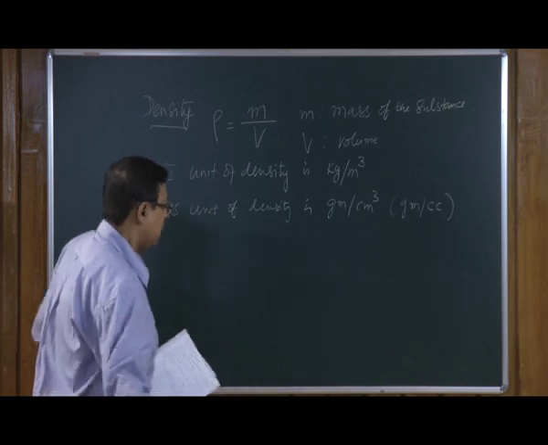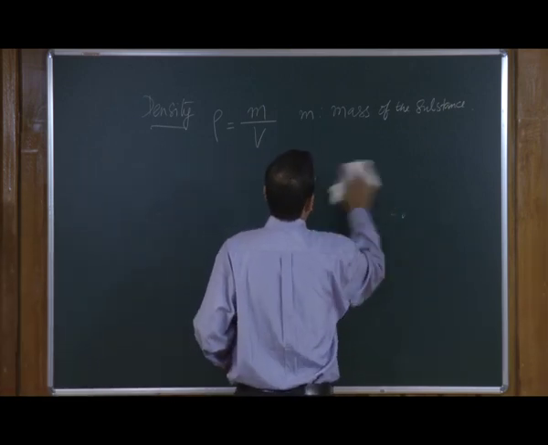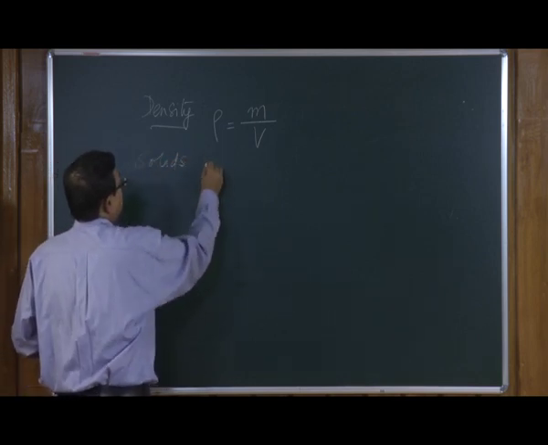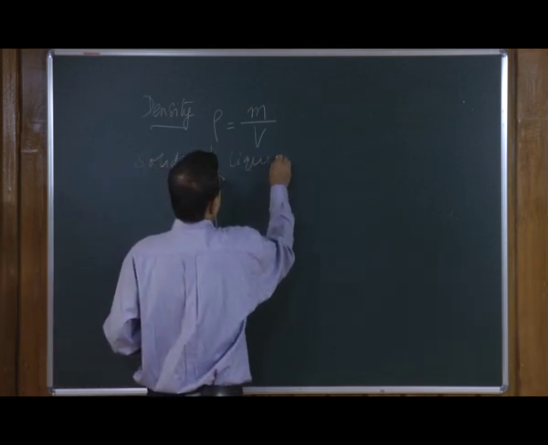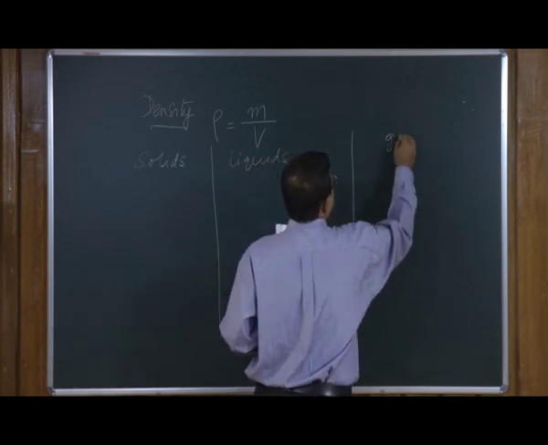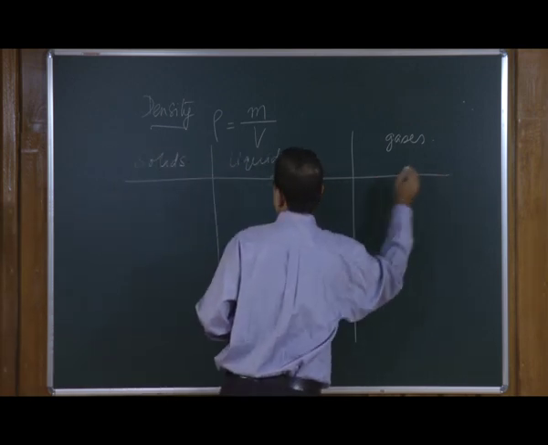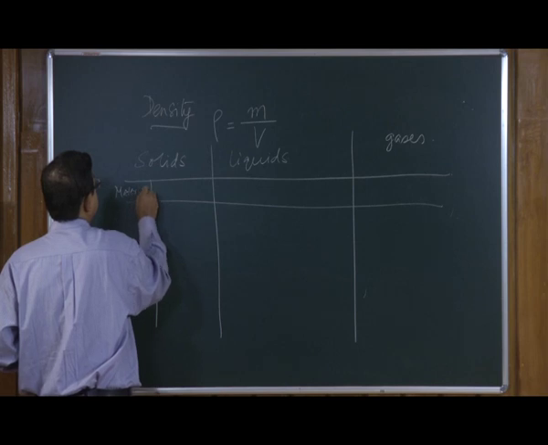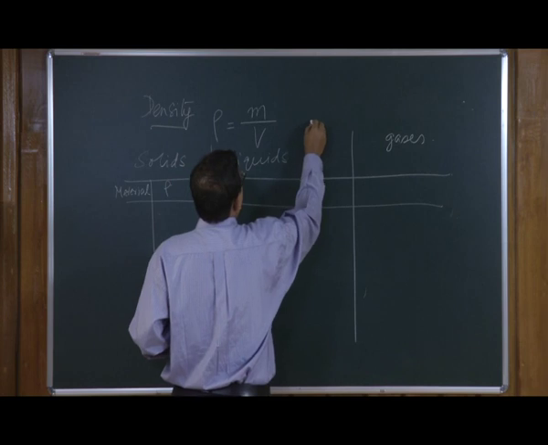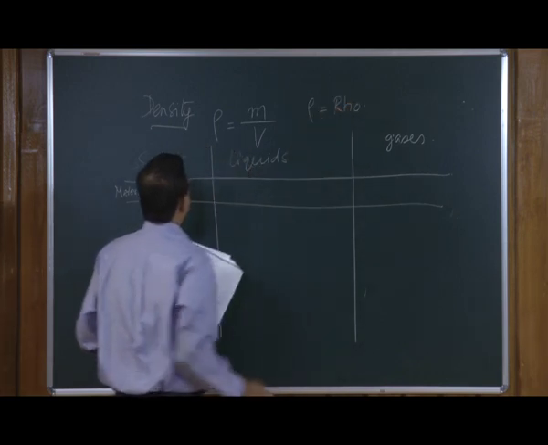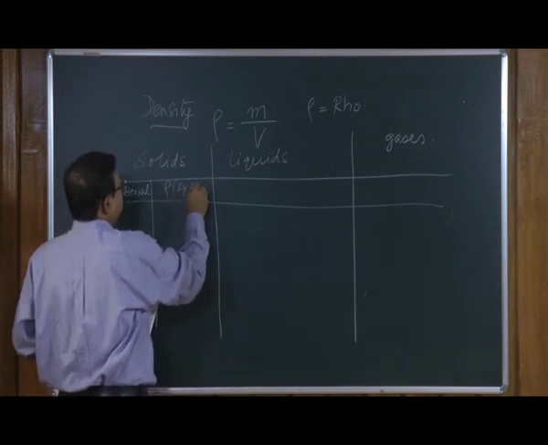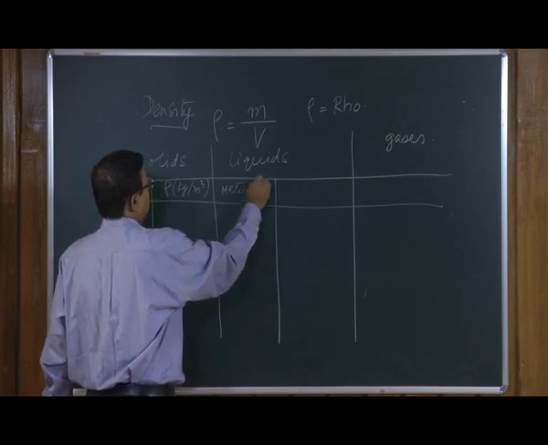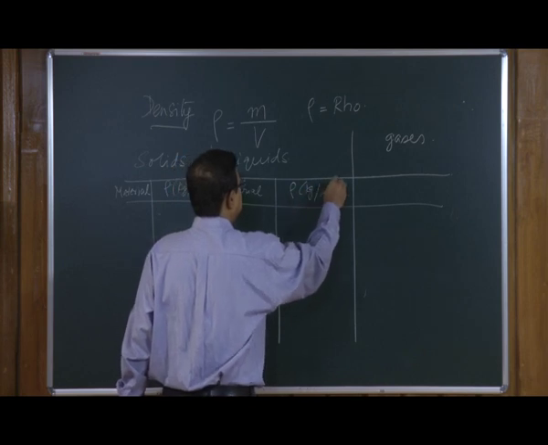So, let us just give you some examples. So we have solids, liquids and gases, and let's write the material and rho. So this symbol is called rho. So this is in kg per meter cube. Again, we have material and rho in kg per meter cube.